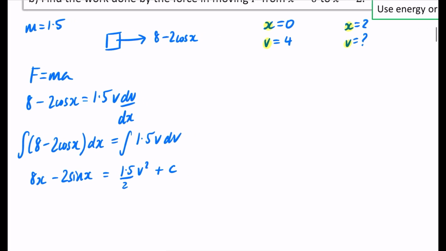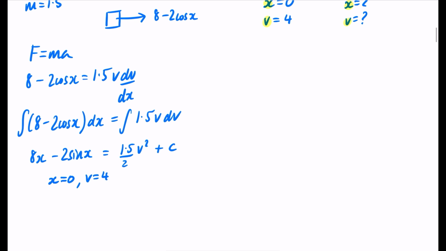and have that constant, which is c. Now I'm going to use this information, which is that when x is equal to 0, v is equal to 4, and that will hopefully tell me what c is equal to. So the left-hand side is just 0 minus 0. I then get 1.5 divided by 2 multiplied by 4 squared plus c. So c is going to be the negative version of that. So 1.5 divided by 2 times 4 squared, which means that c is negative 12.